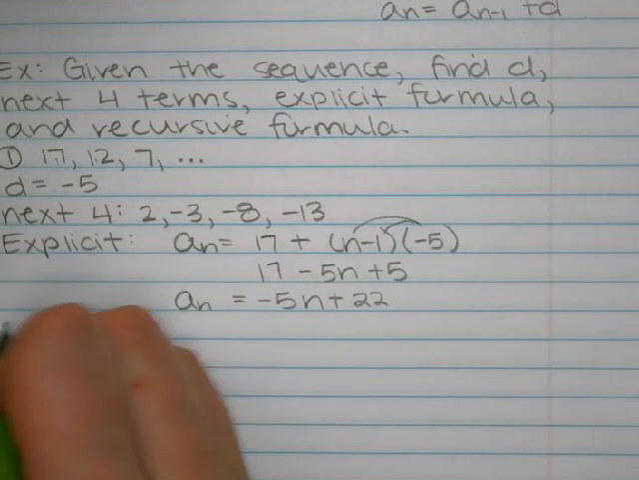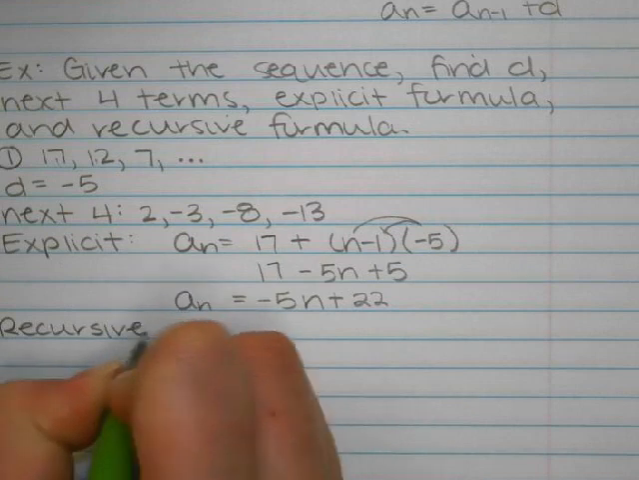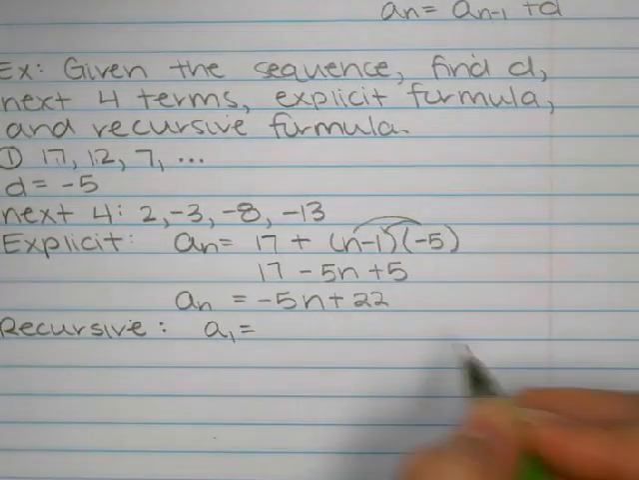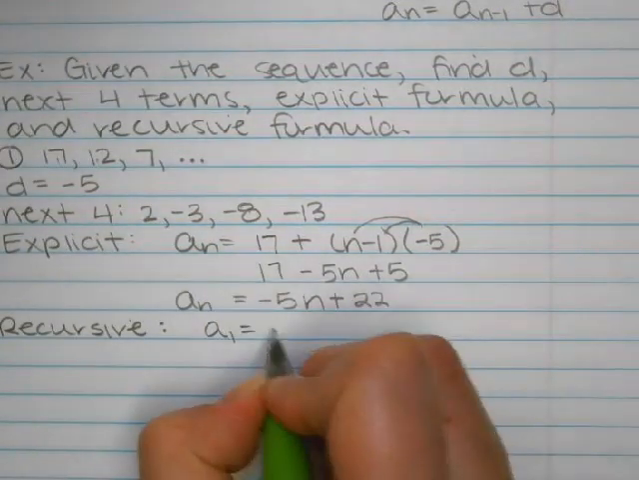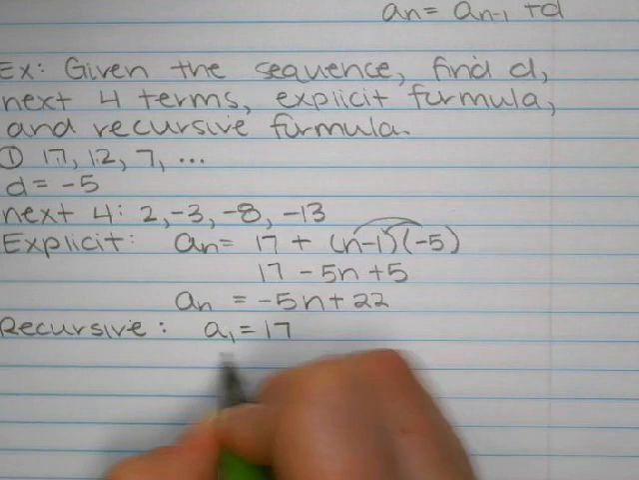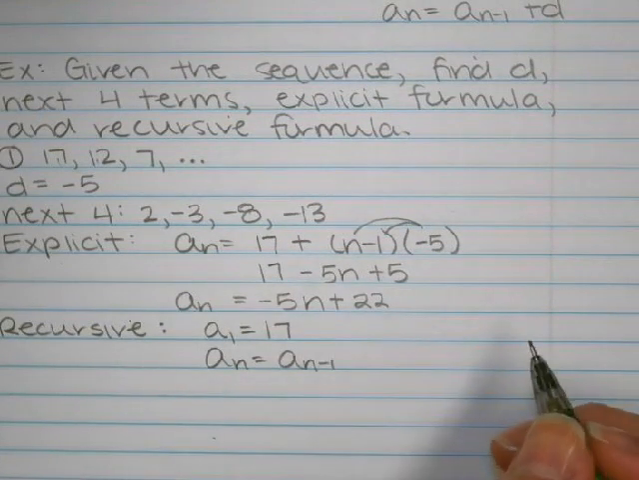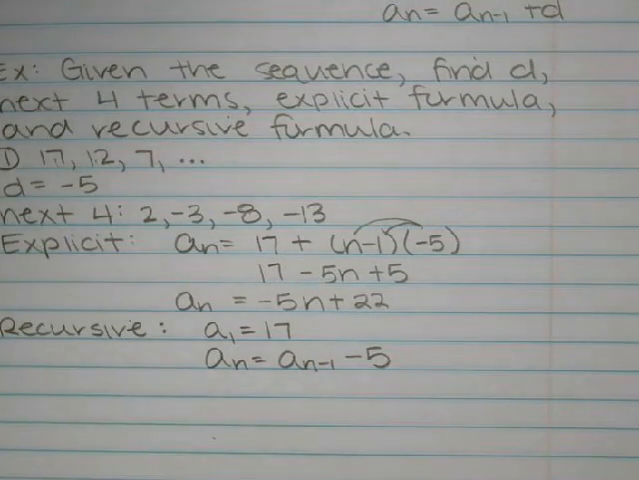All right, the recursive formula. I could start you off on the first term or the second or the third or the 27th term if I wanted to, but I'm going to go ahead and just start on the first and say the first term is 17. And then the pattern is that each of the terms goes down by 5, so I'm going to say the term before it minus 5 is how we find each additional term.